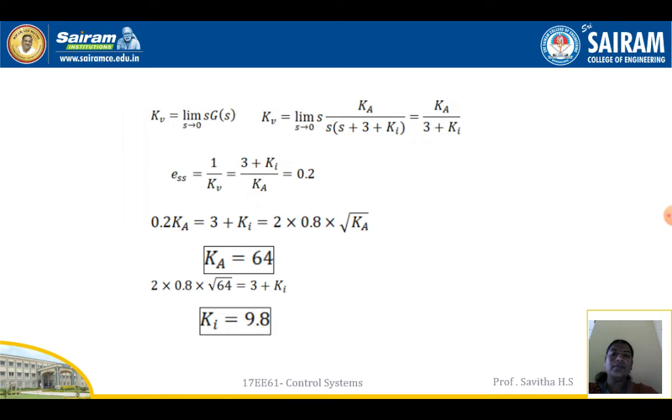Kv is equal to limit s tends to 0 of s into G(s), which is limit s tends to 0 of s into K divided by s into (s plus 3 plus Kt K), that is K divided by 3 plus Kt K. ESS is equal to 1 by Kv, 3 plus Kt K divided by K is equal to 0.2. So 0.2 K is equal to 3 plus Kt K is equal to 2 into 0.8 into square root of K. So K value is 64 and Kt value is 9.8.